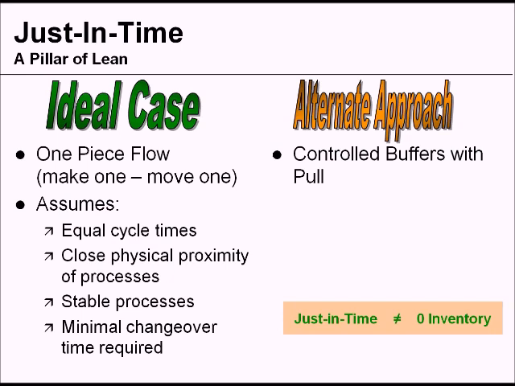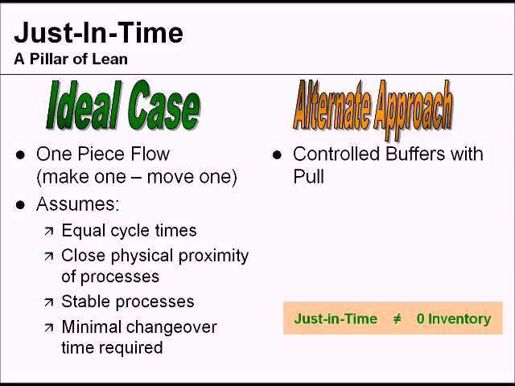Ideally, Just-in-Time means you have one piece flow, which means that you make one and you move one. It assumes that if you think of an assembly line, everything has equal cycle times and it all moves at the same time. A lot of it is very lean, meaning it's close in proximity and processes because you've eliminated the waste of waiting and transportation. The processes should be very stable, shouldn't have a lot of quality issues, and then, of course, minimal changeover time as required.